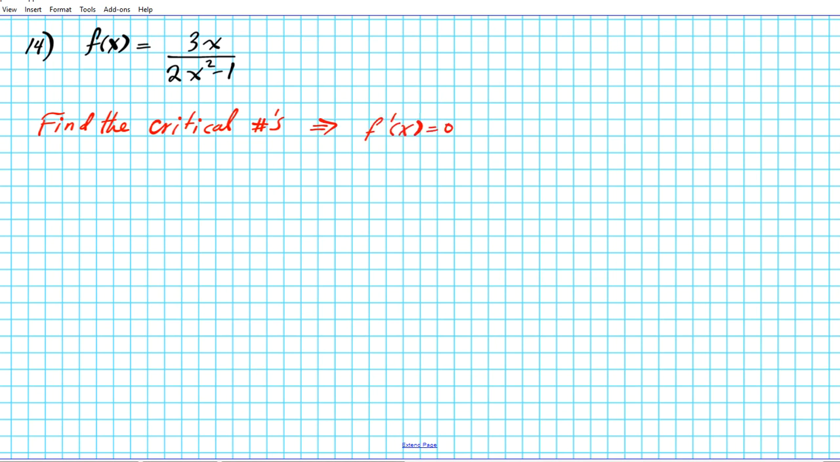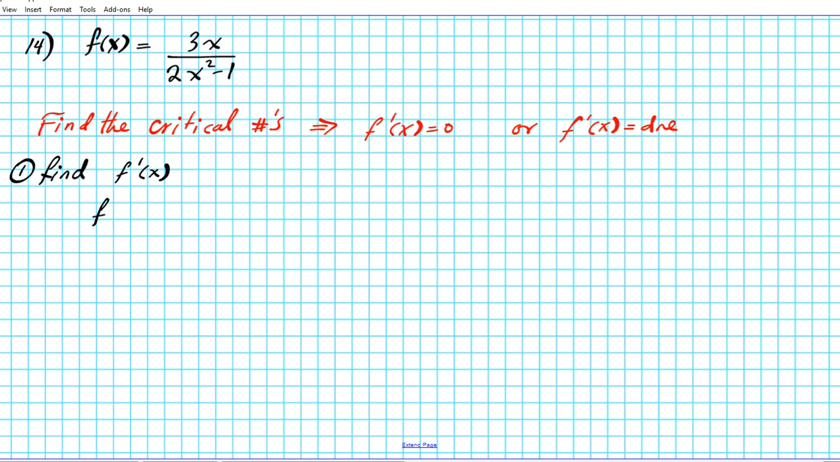Alright, let's take a look at question number 14. Now let's say you have the function f of x equals 3x over 2x squared minus 1. We want to find the critical values or critical numbers. Basically, you're looking for where f prime of x is equal to 0 or f prime of x does not exist. So let's start out by finding f prime of x.